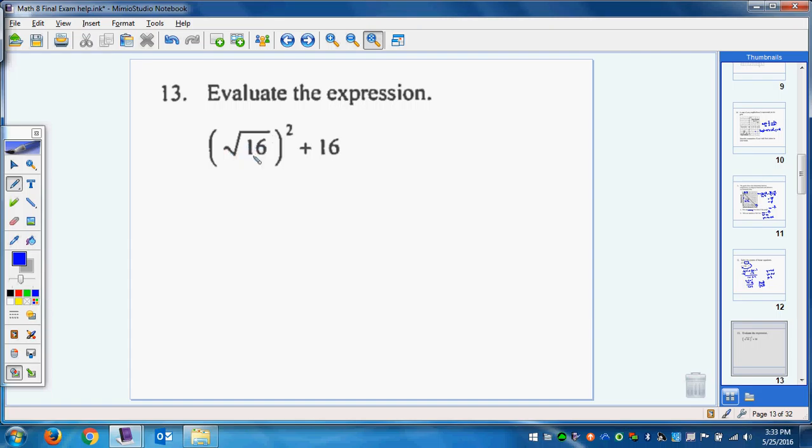The square root of 16 is 4. And when you square a 4, you get 16. So my original question is, what happens to the square root and the square? They cancel each other out. So I've got 16 plus 16, which is simply 32.